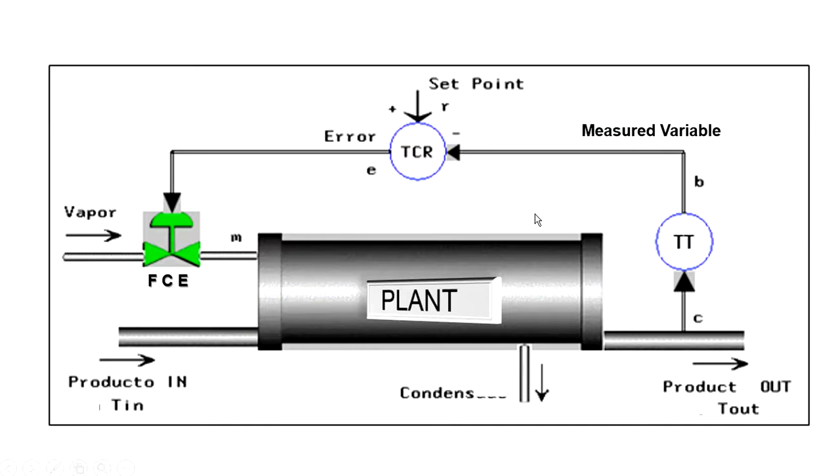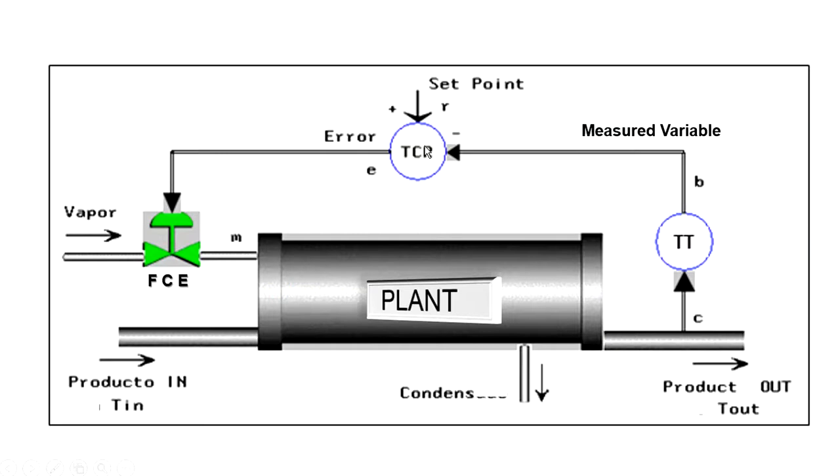In order to be able to control or regulate the temperature, the first thing that should be done is to measure it. The control variable, identified here by the letter C, is read by a temperature transmitter, TT, and is directed to the controller. The measured variable is called B, and this is the variable to be controlled.